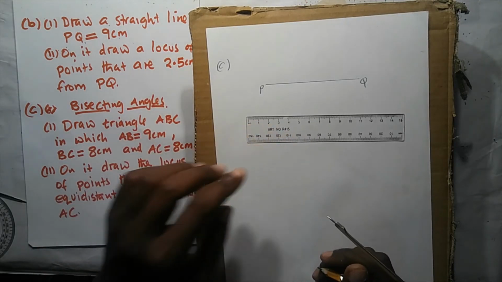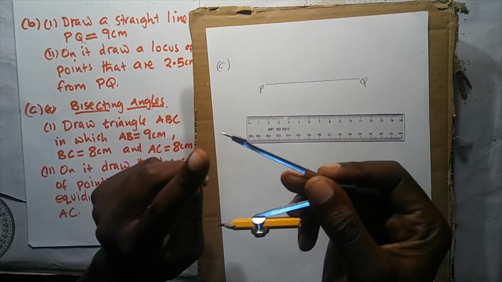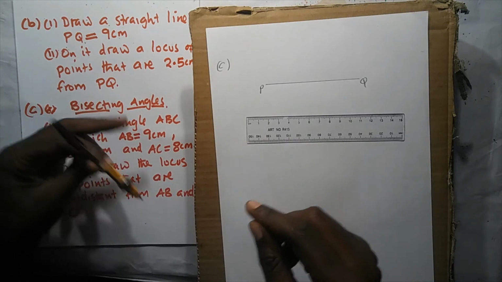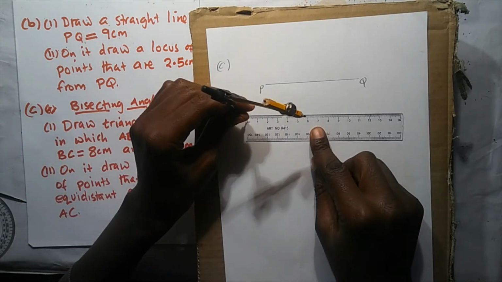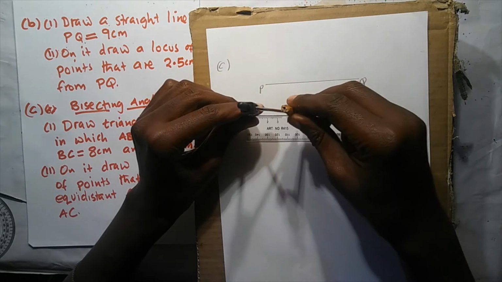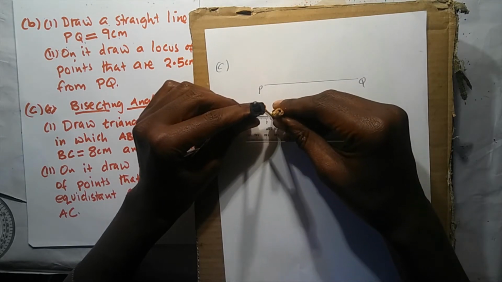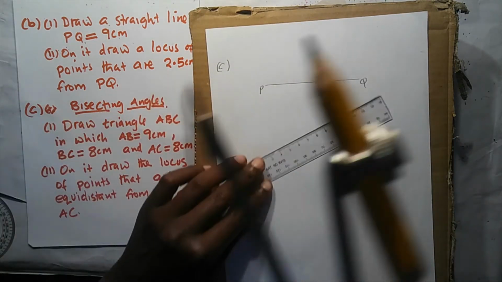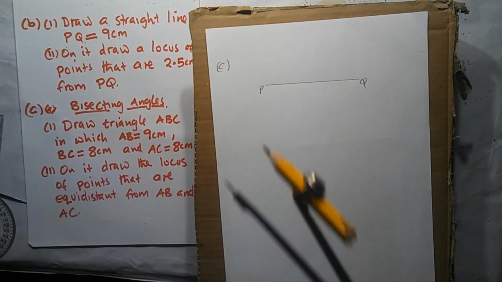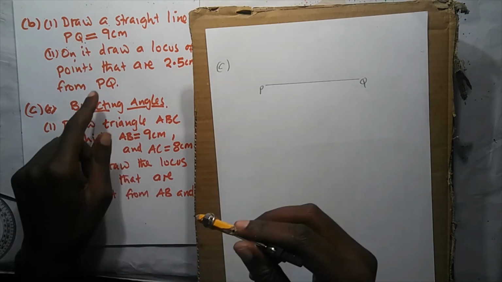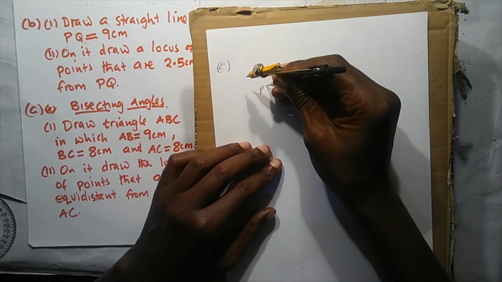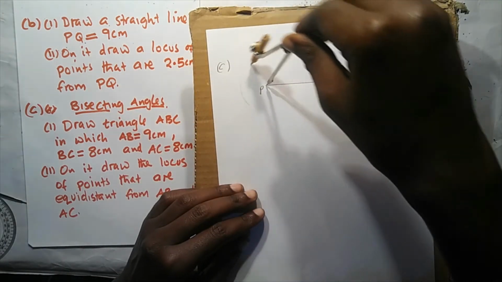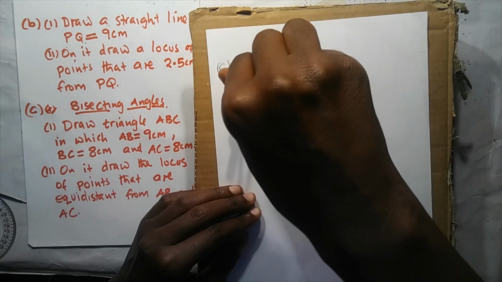You're going to get your ruler and your compass, and make sure you put the pointer at 0 and open a radius of 2.5. 2.5 is right in between 2 and 3. So this is 2.5 centimeters. Now with this, you come to P and you draw a circle at P.